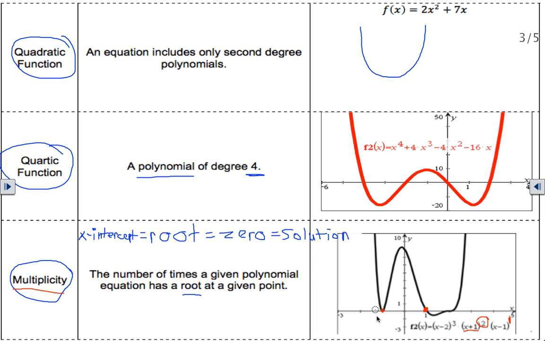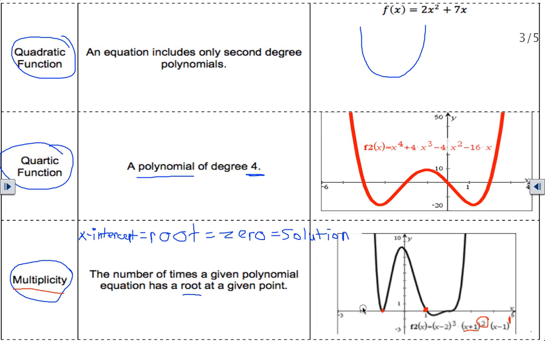Anytime you have a multiplicity of an even number, it could be, if this was x plus 1 raised to the 4th power or x plus 1 raised to the 6th power, any of those even powers, then what it will do is it will hit the x-axis and it will just bounce off. Okay, it's not going to cross the x-axis at all.